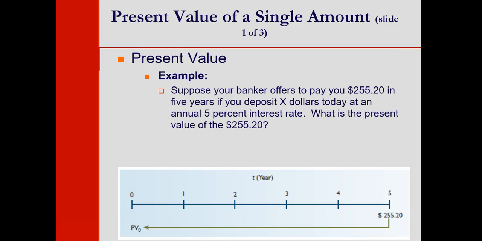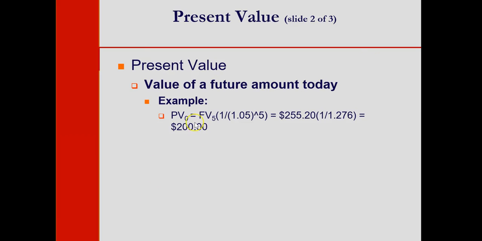To get the present value, using the formula, it would be future value times 1 divided by (1 plus R) to the power n. N is 5 here, R is 5%, so 1 plus R becomes 1.05. Future value $255.20 is already given. If you solve it, you will get the present value of $200. This is what you get when you plug these values into the formula.